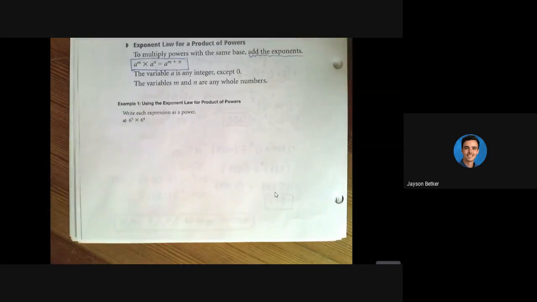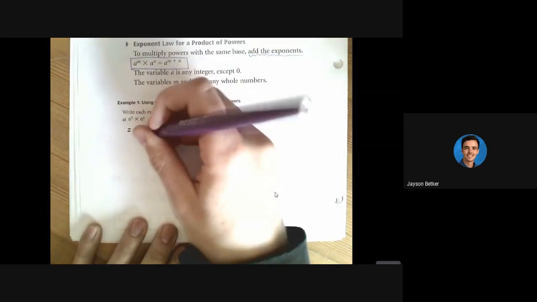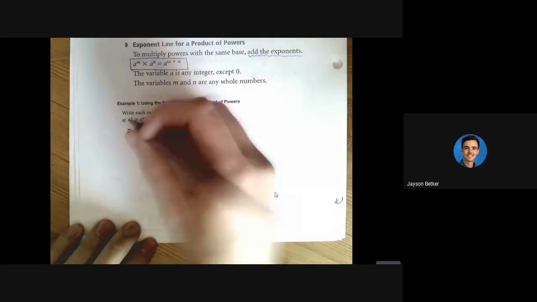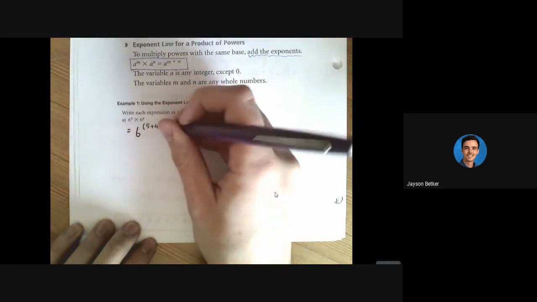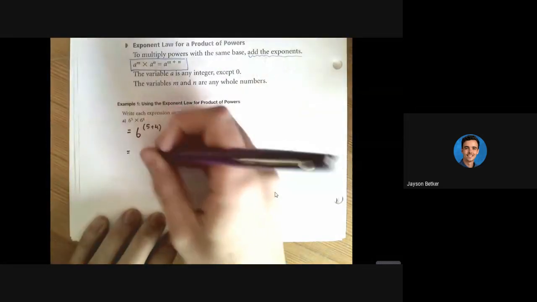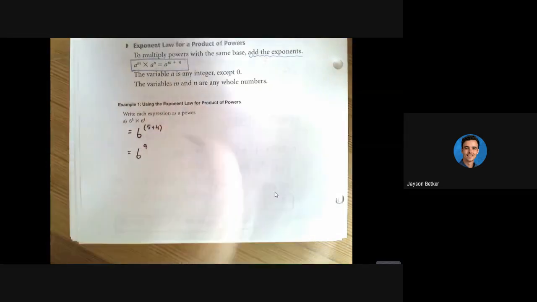All right. Using the exponent law for the product of powers. So let's do an example. Write this expression as a power. So 6 to the 5 times 6 to the 4. So what we get by using our rule up above is we write the base just like this, and then up above, we can add the exponents. So we take the two exponents and we add them together. 6 to the 5 plus 4, that is just 6 to the 9.